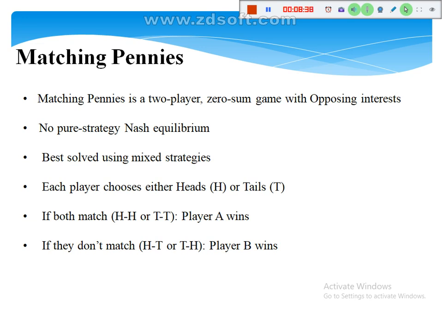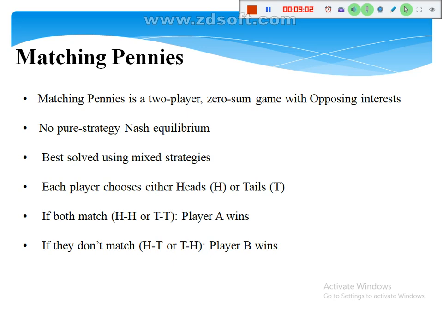If the coins match, that means head-head or tail-tail occurs, then player A wins. So player A gets +1. If they don't match, that means head-tail or tail-head occurs, then player B wins. So player B gets +1 and A gets -1. This is the concept of matching pennies.